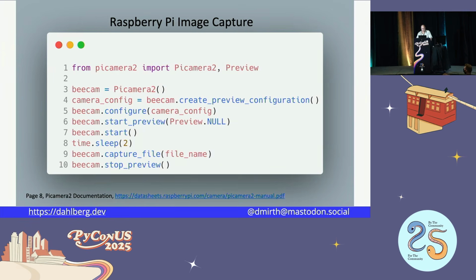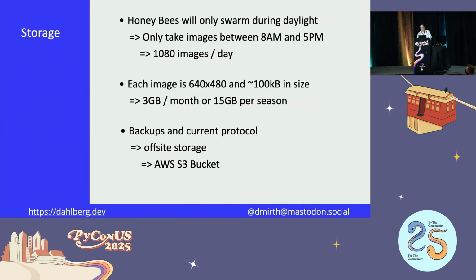In essence, the configuration parameters are set with the function create preview configuration, and then the image is taken with the start preview function. The next option that we need to look at is storage. Honeybees will only swarm during daylight hours and almost exclusively between 10 a.m. and 2 p.m. I decided to confine my monitoring between 8 a.m. and 5 p.m. Taking an image every 30 seconds means I'll be taking about 1,080 images per day.